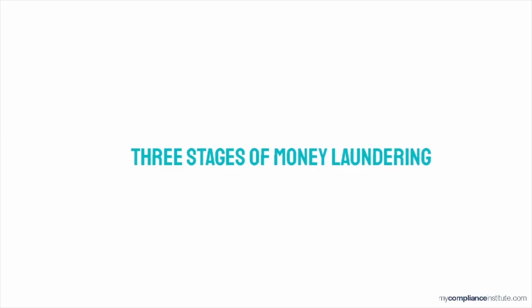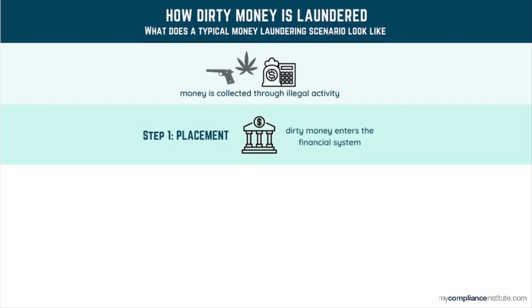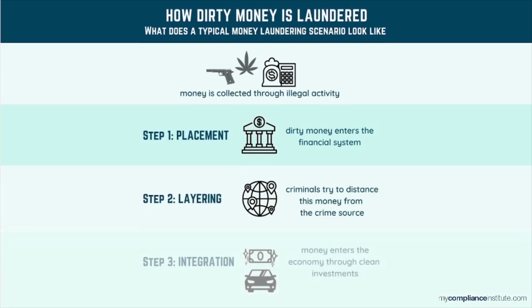Now, let's talk about the different stages of the money laundering process. Essentially, money laundering, if we reduce the issue to its core, consists of 3 stages. In each money laundering activity, we can distinguish placement, layering, and integration.